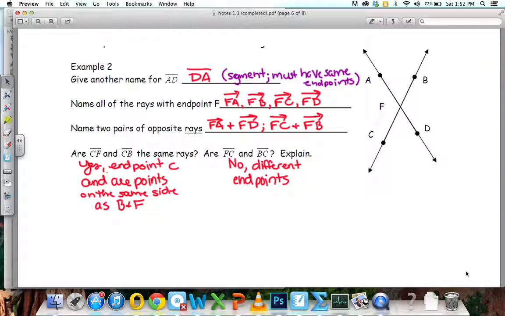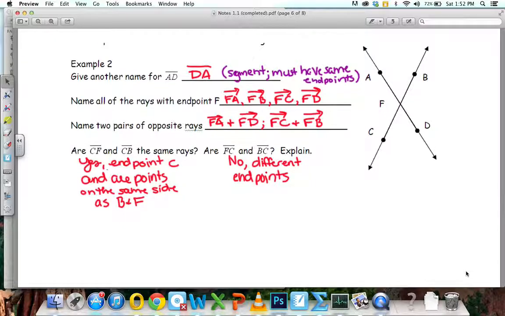All right, another name for segment AD, because that is what this represents, is DA. They've got to have the same endpoints if it's a segment. So that's the only other name for AD. And then rays with endpoint F. Well, here's F. F is the intersection of these two lines. And so all of the rays that start with F: FA, FB, FD, and FC. And then my opposite rays, well, FA and FD are opposite rays because they are collinear, and FC and FB are opposite rays because they are collinear.